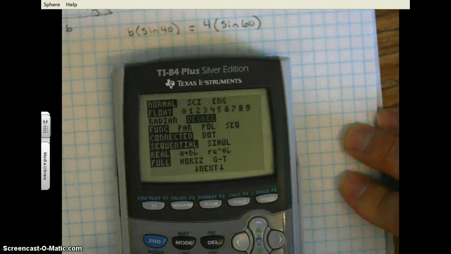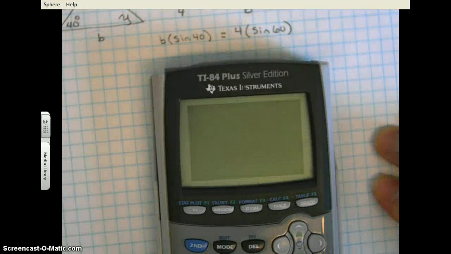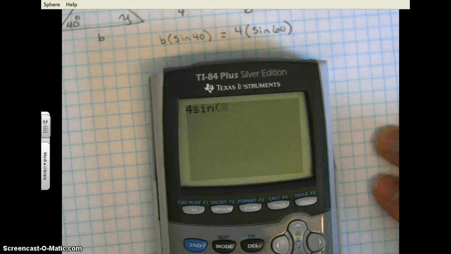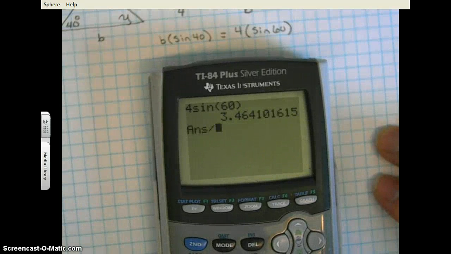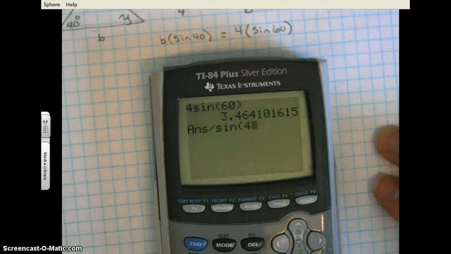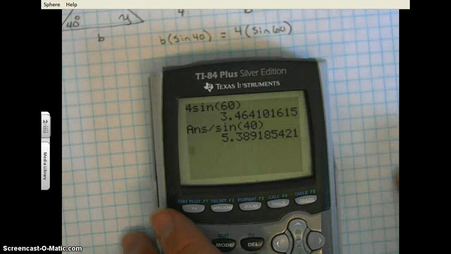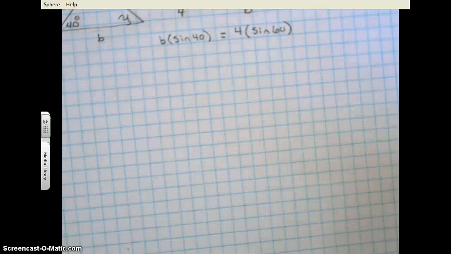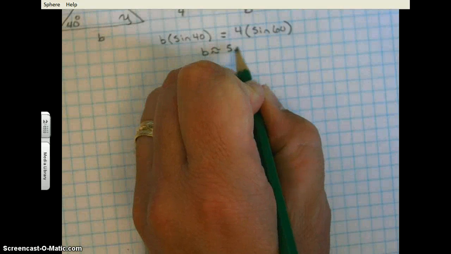And so back to this problem. Clear it. So we're going to do 4 times the sine of 60, enter, divided by the sine of 40, enter. And we get 5.39, rounding to 2 decimal places. So side B is going to be approximately 5.39.